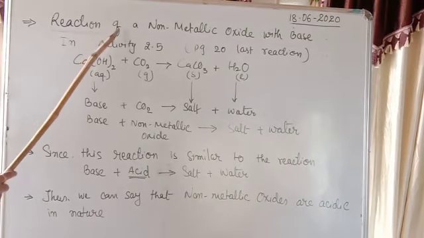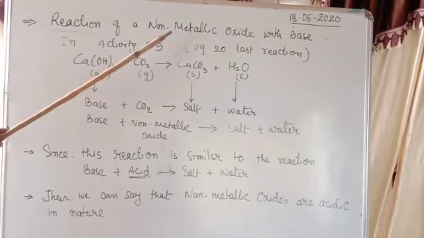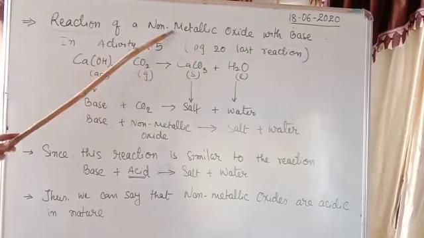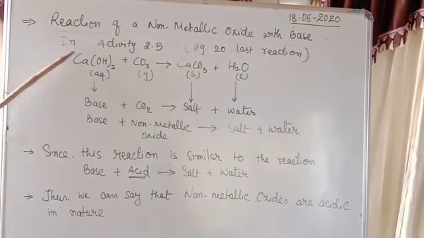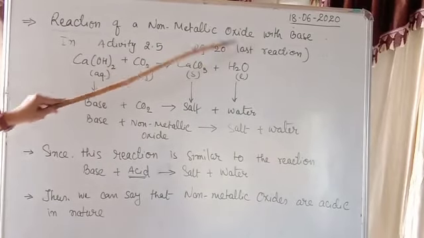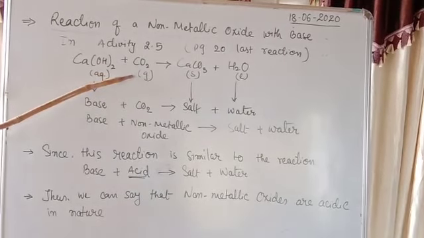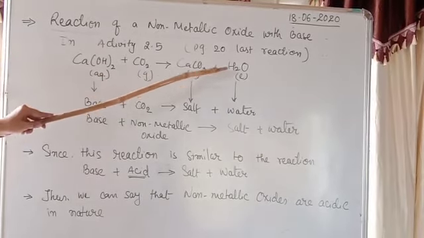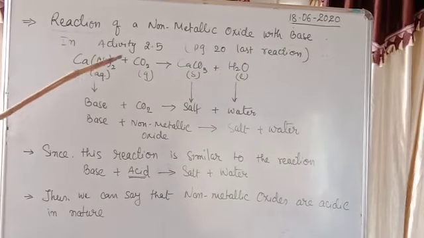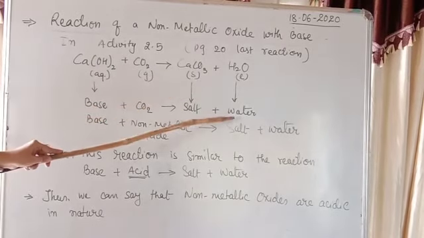The next is the reaction of non-metallic oxides with the base. Okay, the previous one was acid and metal oxide. Now this is base and non-metal oxide. In activity 2.5, underline this, page number 20, last reaction. From the activity you can see the reaction Ca(OH)2 plus CO2 gives CaCO3 plus H2O. Now this Ca(OH)2 is base, CO2 as it is, CaCO3 salt and H2O water.